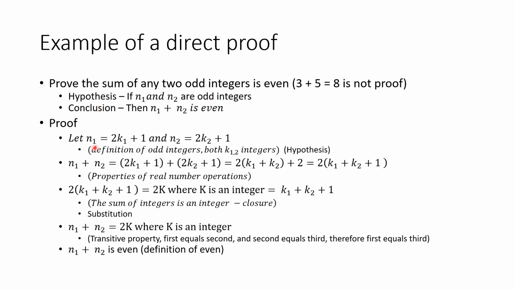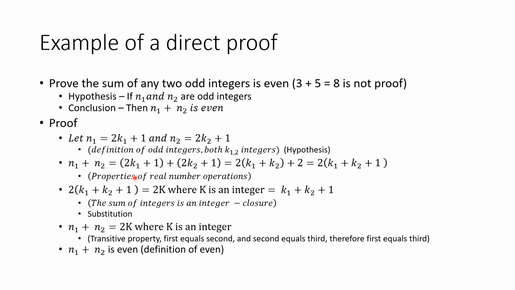I'm going to take n1 to be 2k1 plus 1 and n2 to be 2k2 plus 1. These k's have to be different, or at least they could be different, and n1 and n2 are probably different. The reason we can do this is that this is the definition of odd integers that we just had, and both k1 and k2 are integers. That's your hypothesis. Then let's look at n1 plus n2.